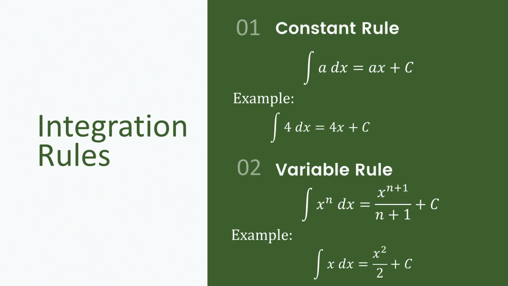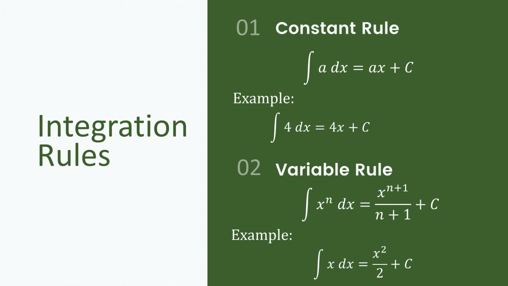So the first one is the constant rule. Given the integral of a constant, it will be equal to ax plus c. So getting the integral of any constant, it will be equal to the constant multiplied by x plus the constant c. Example, the integral of 4 dx is equal to 4x plus c.